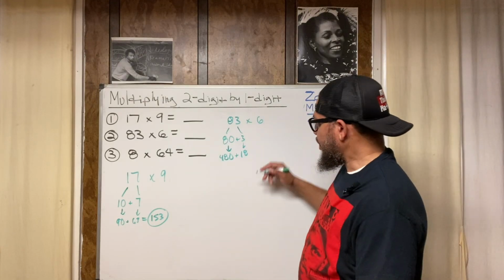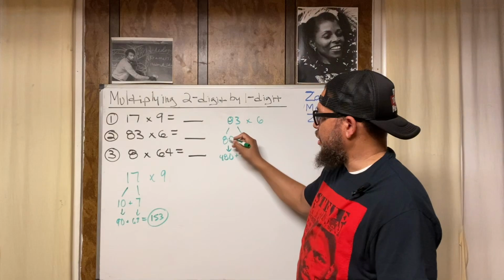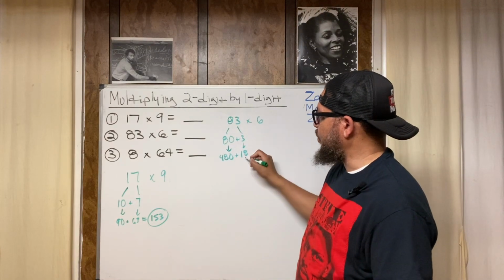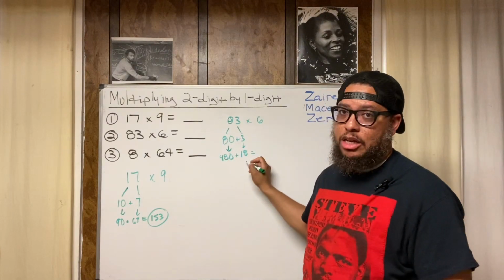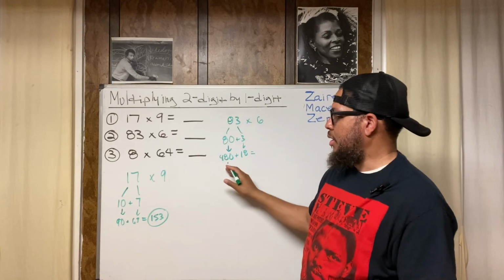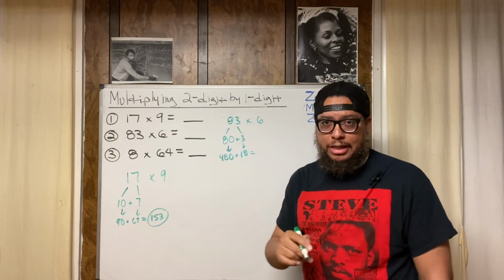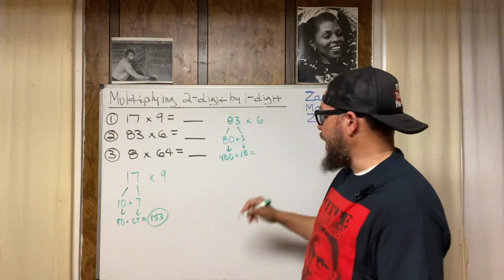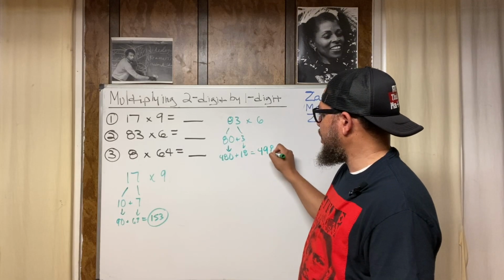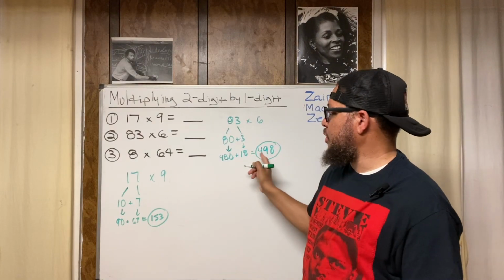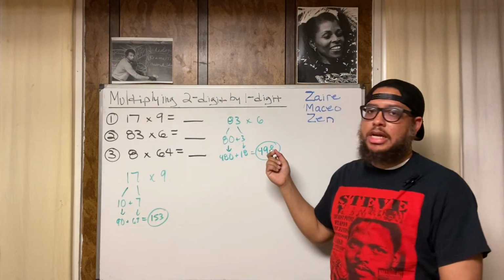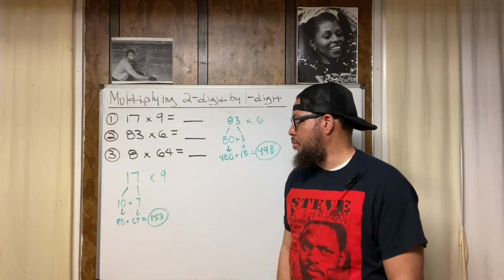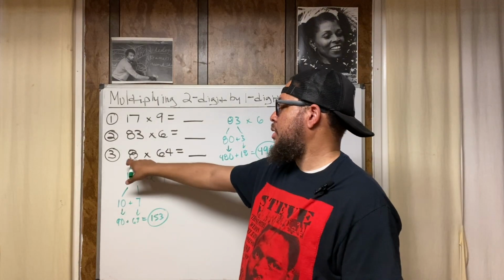All right. So we distribute the 6 to 80 and get 480. Distribute the 6 to 3, we get 18. Then you add the 480 with the 18. I'm gonna do 480 plus 10 and get 490. Add the 8 to the 490, you get 498. So that's how many points all the 83 touchdowns are worth: 498 points. All right, now this one.